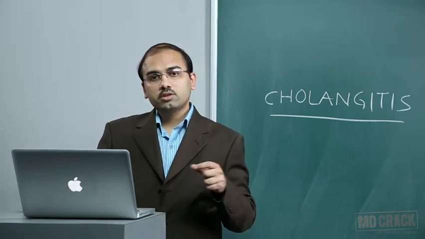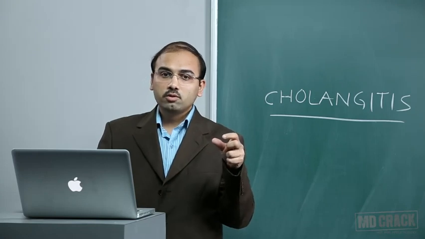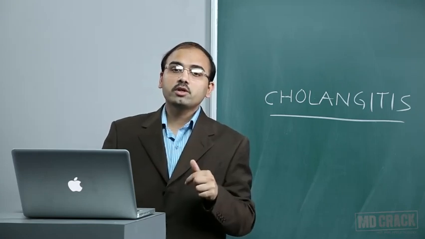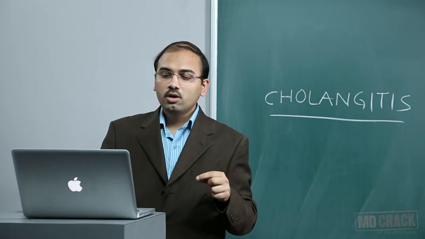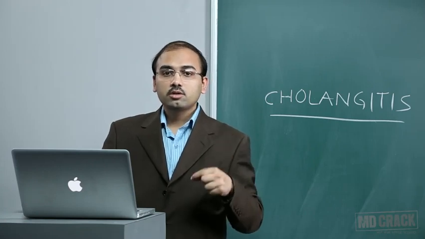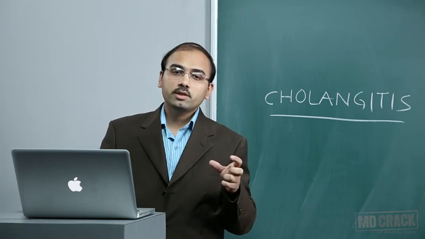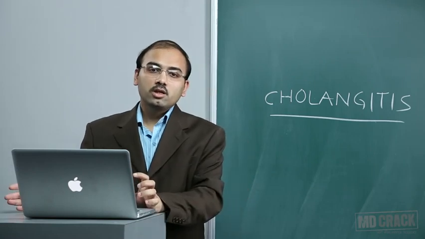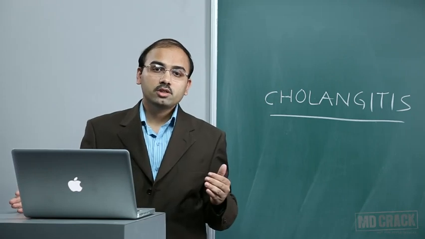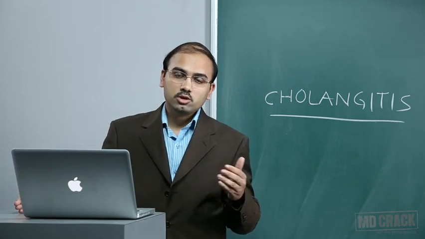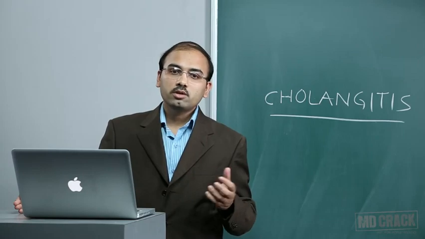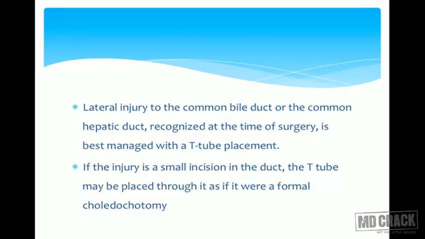So how do you manage a bile duct of 4 millimeters? They may give various options. It can be safely ligated, or can be stented, or they can give an option like reimplantation. So if the bile duct diameter is more than 4 millimeters, it can be reimplanted. Reimplanted means it should be anastomosed, with any of the small bowel loops. Lateral injury to the common bile duct or the common hepatic duct recognized at the time of surgery is best managed with T-tube placement.